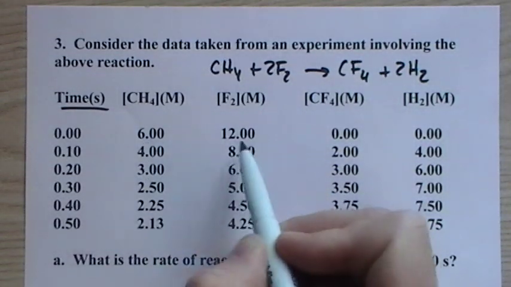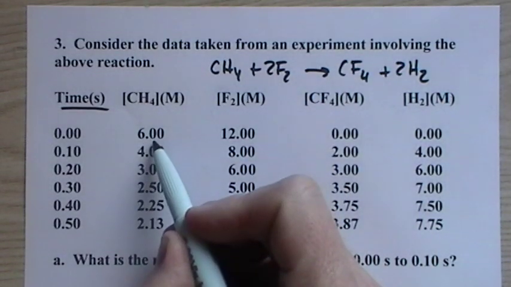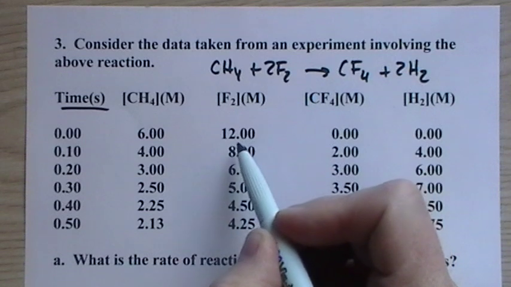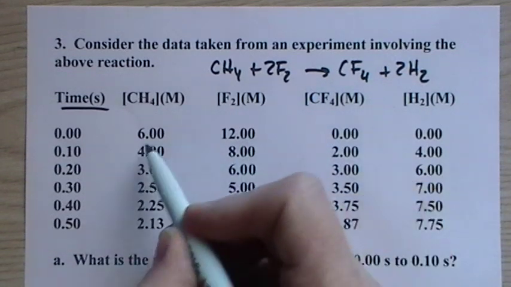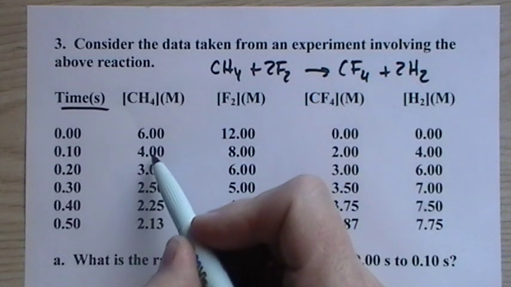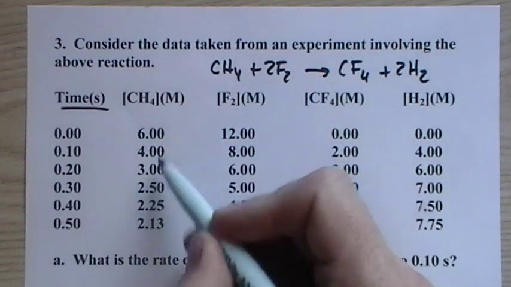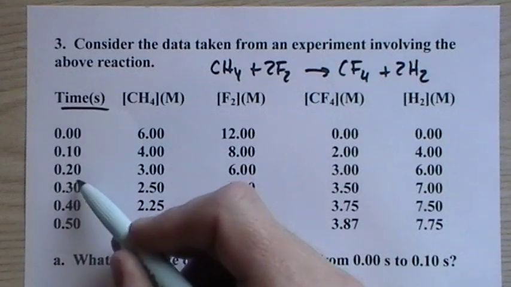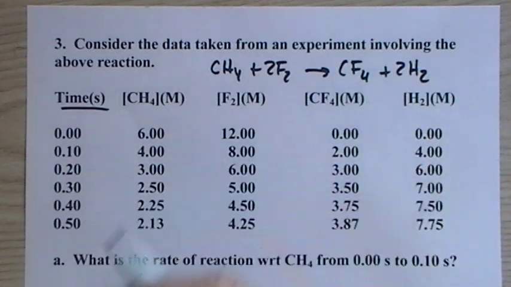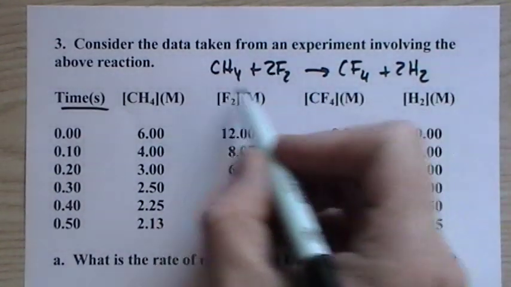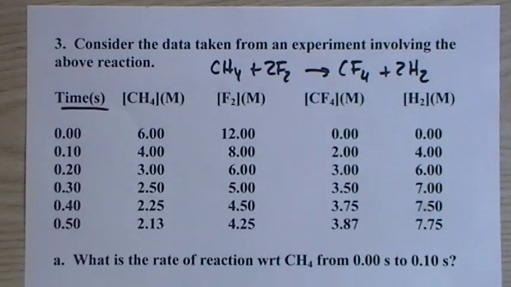I put in nice numbers. So we have 6 moles per liter of methane, 12 moles per liter of fluorine. When the methane drops by 2 moles per liter, the fluorine drops by 4 moles. This drops by 3 moles from 0 seconds to 0.2, so that drops by 6 moles. It has to, because that's what the stoichiometry of the equation tells us.